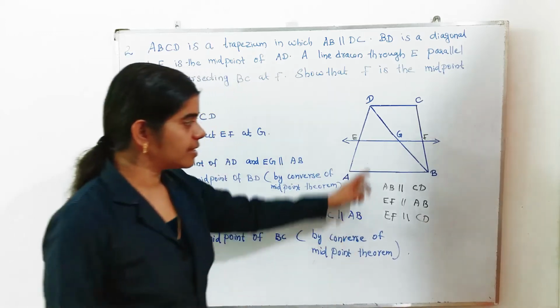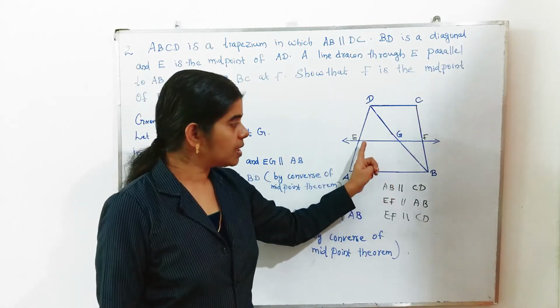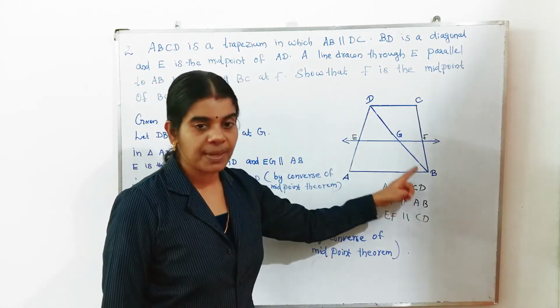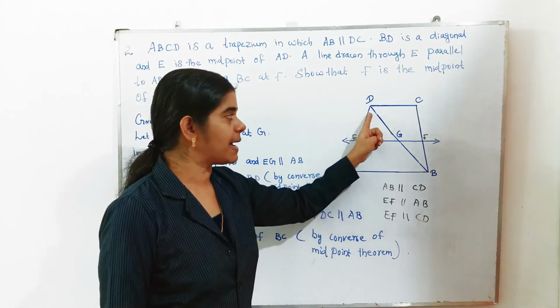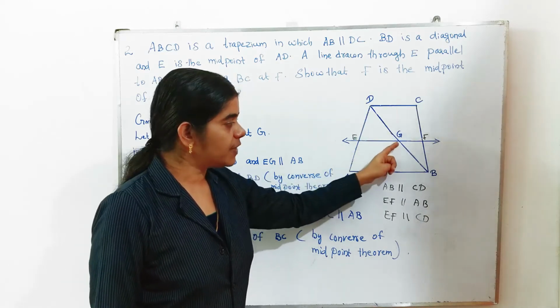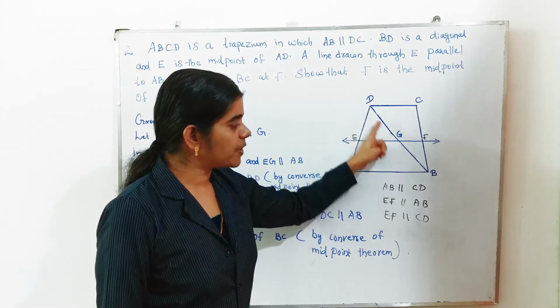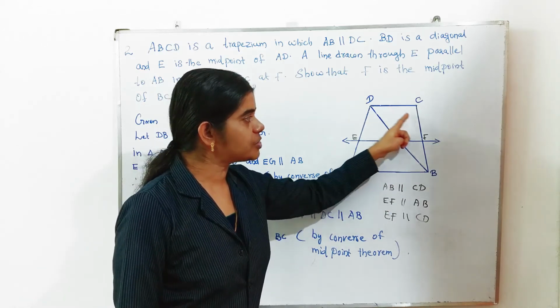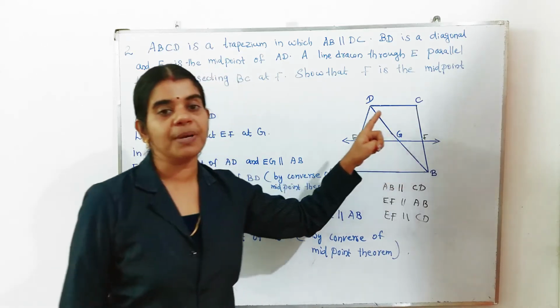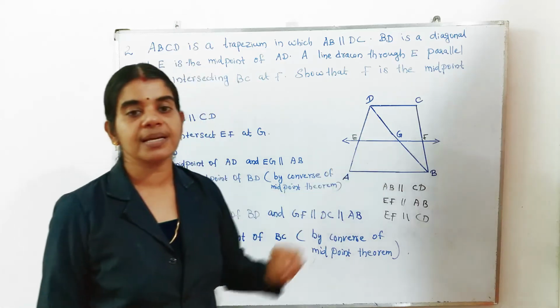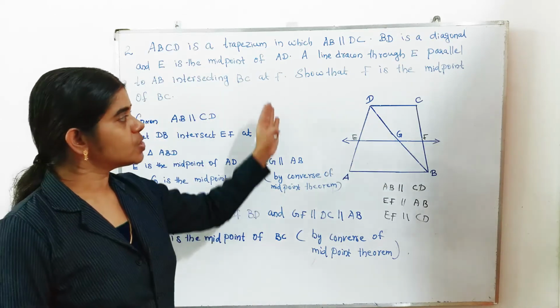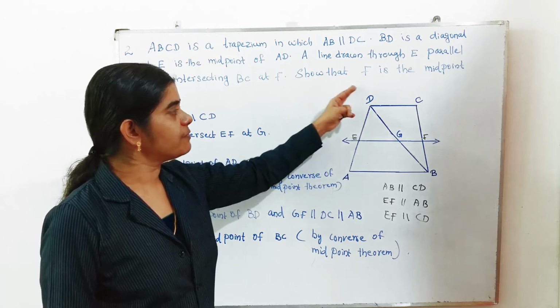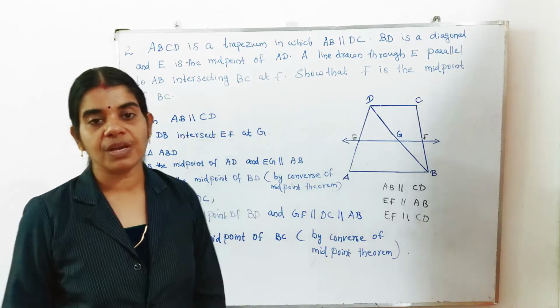This is the condition: AB is parallel to CD. This EF is parallel to AB, so automatically this line will be parallel to CD also. Then we can write that G is the midpoint of BD and GF is parallel to DC. So F will be the midpoint of the side BC by the converse of the midpoint theorem. So F is the midpoint of BC, which we already proved.